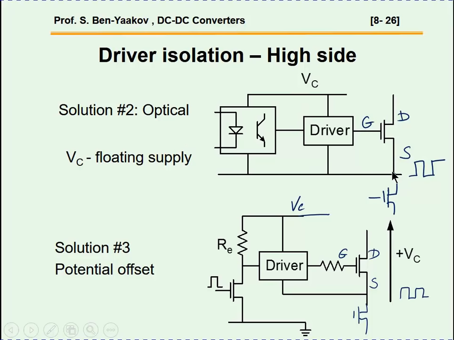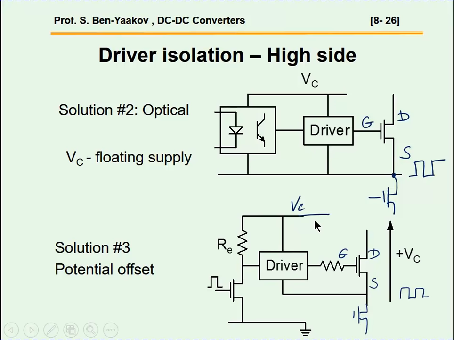So this point is actually jumping up and down in, say, a half bridge, while this driver has to sit between the source and gate and provide the pulses here. Another way, which is more common, and I'll expand on it a little bit later, is this potential offset type of drive. We have a driver connected, of course, to this point, the ground side of it.